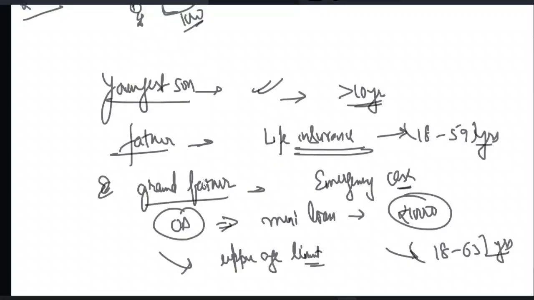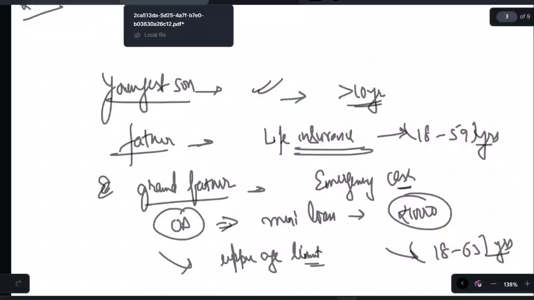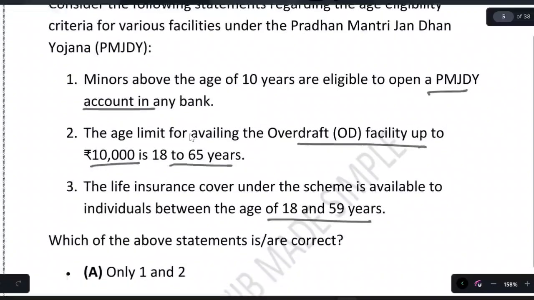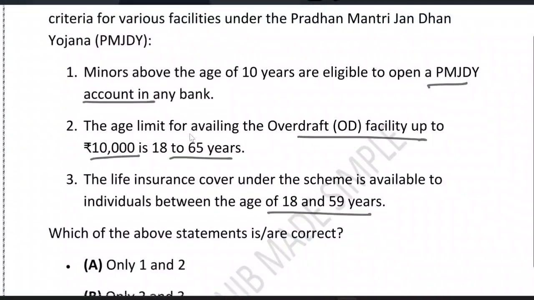Now let's solve the MCQ. I hope we have gathered enough information. The OD amount I told you is 10,000, a mini loan of 10,000. The ages I told you are 18 to 65 years. These are the points. So now, friends, let's look at the options they have given. Statement number one. What is statement number one? It says that a minor above 10 years can open an account.